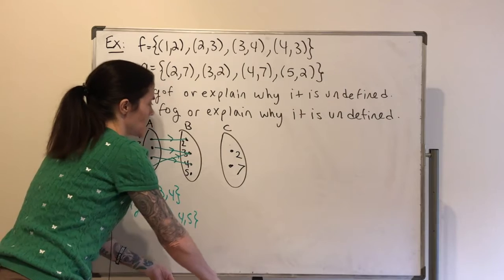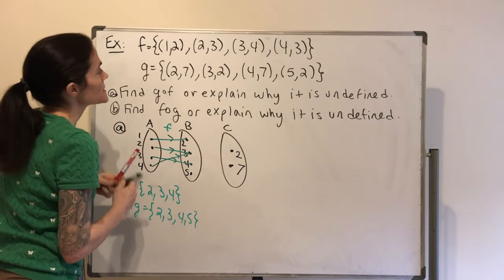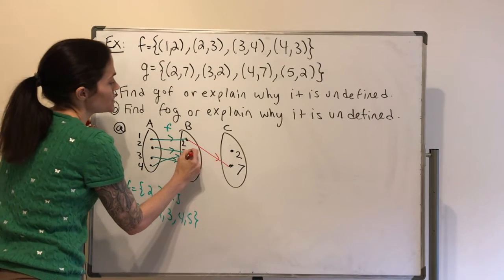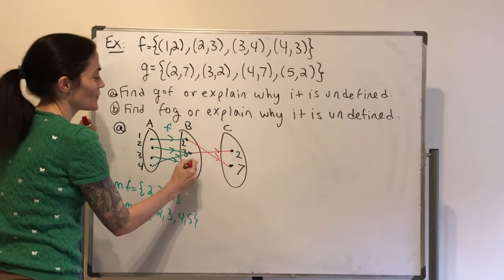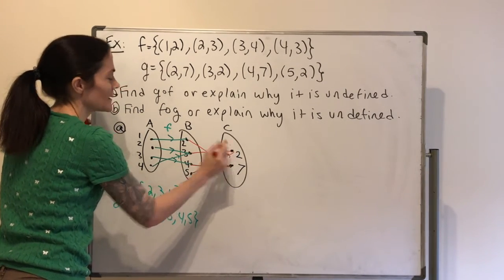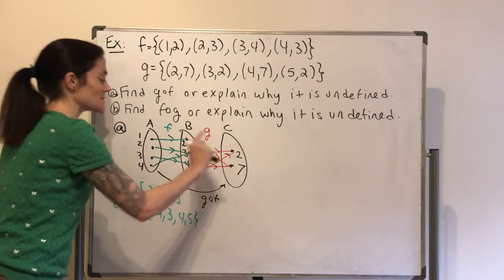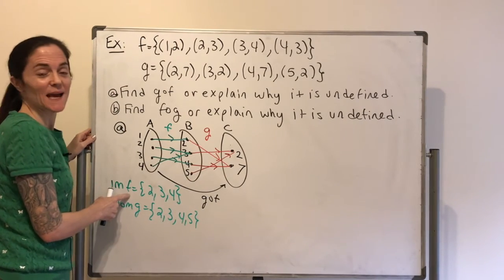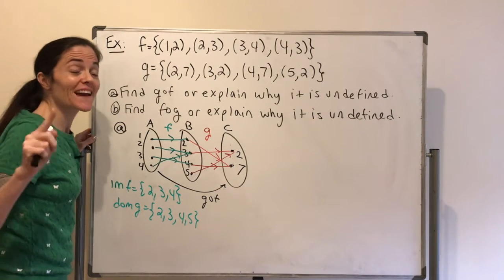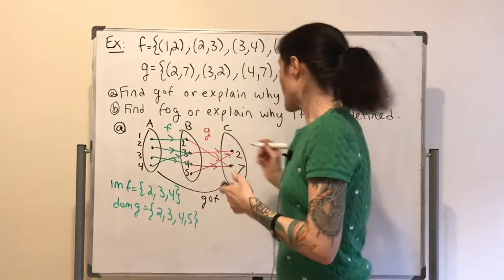Now let's draw G. And green was F. G maps 2 to 7, 3 to 2, 4 to 7, and 5 maps to 2. Here. Now, let's write out the ordered pairs of G compose F. G compose F is defined because, as I commented, the image of F is contained in the domain of G. And how we write out ordered pairs, we just follow the arrows. So we will write out ordered pairs here.